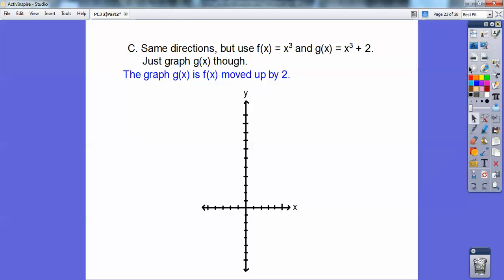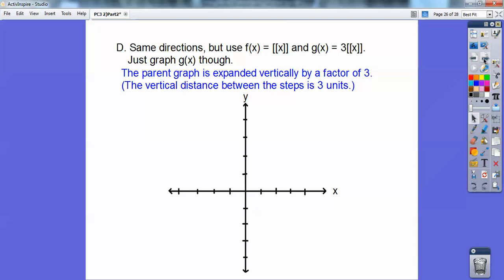Then when I go over 1 from here, 1 cubed is 1. Over 2, 2 cubed is 8, so it would go 8 up from that. So this is actually at 2 comma 10 up here. And then this would go over 1, down 1, over 2, down 8 right there. So when you connect all those, that would be the graph of that guy right there.